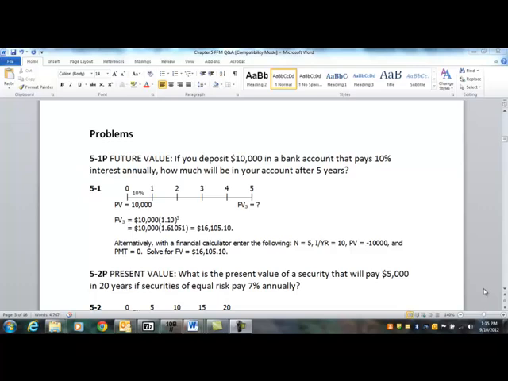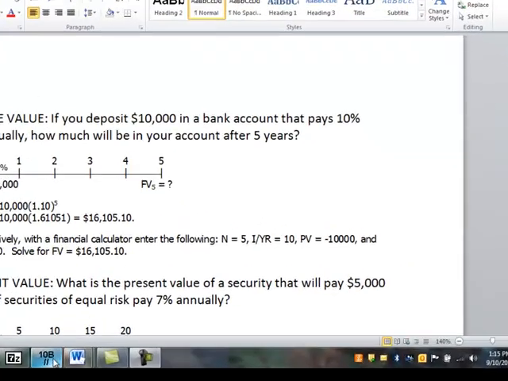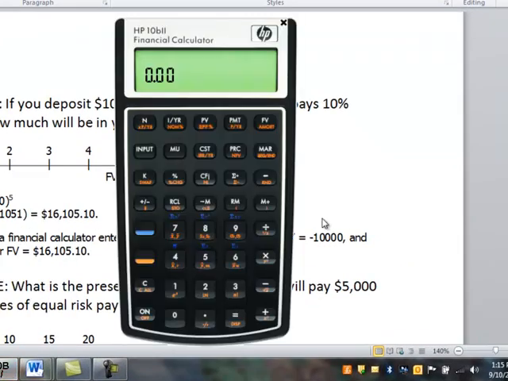In the previous video, you learned how to compute present value and future value and other time value of money problems by hand. Now let's use the calculator. If you have your Hewlett-Packard in front of you, it should look very similar to this.